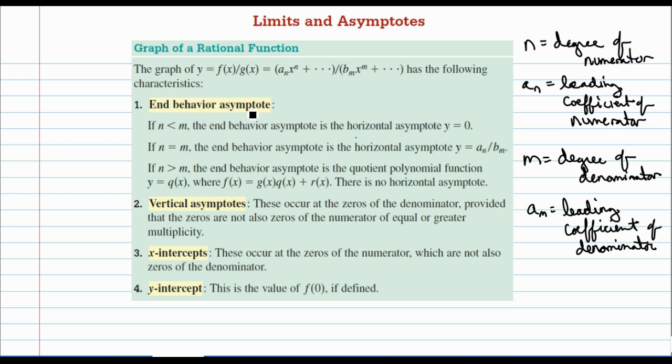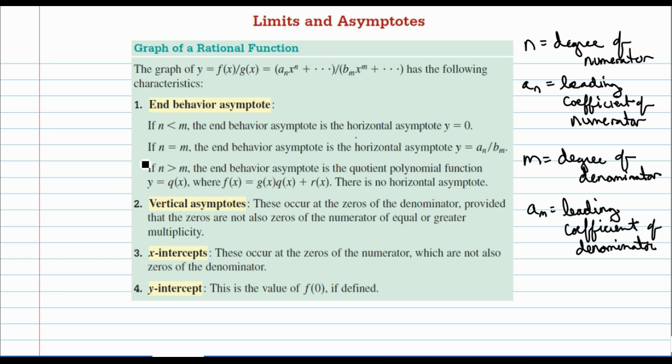So the end behavior asymptote. If n, the degree in the numerator, is less than the degree in the denominator, the end behavior asymptote is the horizontal asymptote y equals 0. If the degrees are the same, the end behavior asymptote is the horizontal asymptote y equals the leading coefficient of the numerator divided by the leading coefficient of the denominator. If the degree in the numerator is greater than the degree in the denominator, the end behavior asymptote is the quotient polynomial function y equals q of x, where f of x equals the quotient plus a remainder term. Basically, there's no horizontal asymptote.